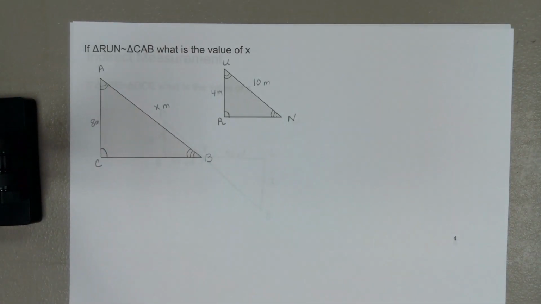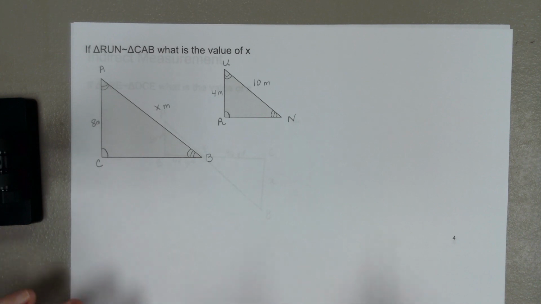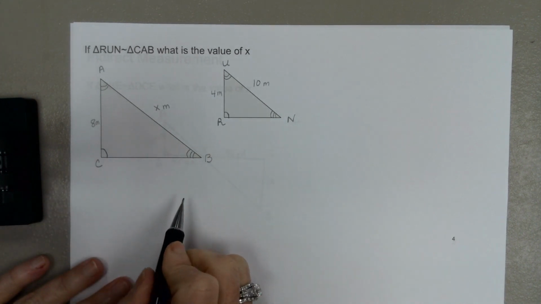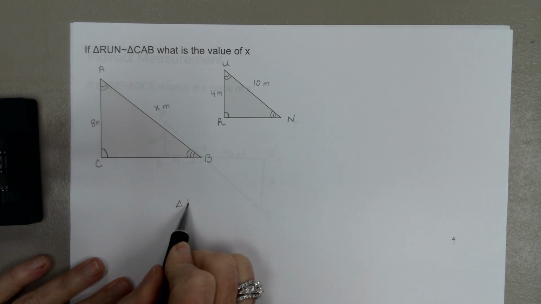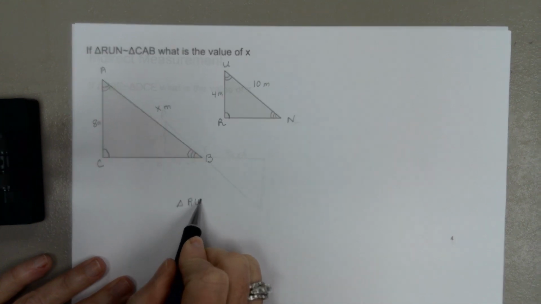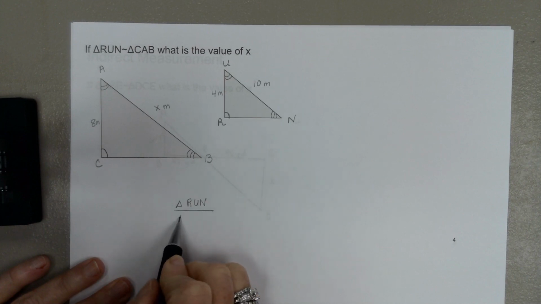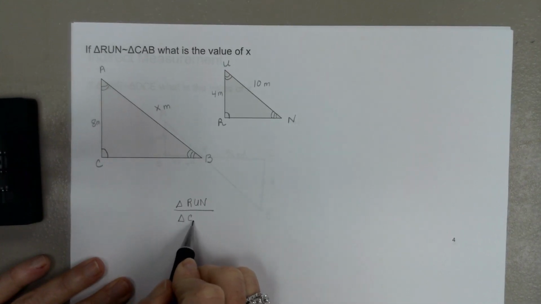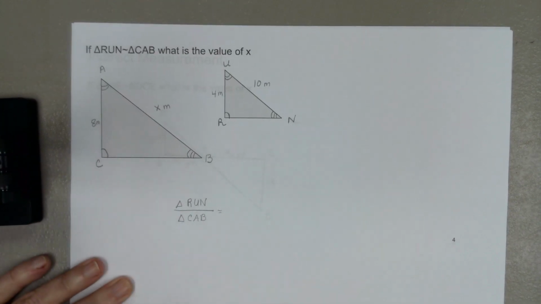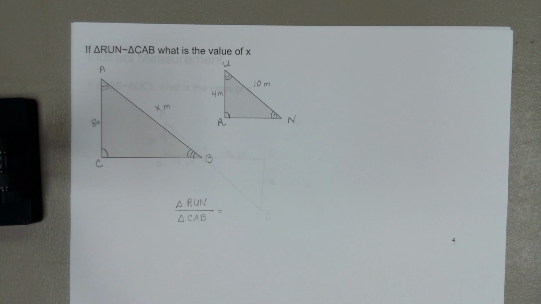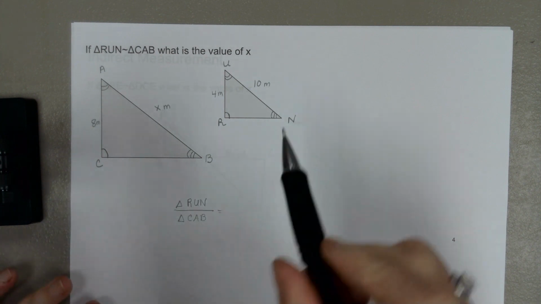If you've done that correctly, everything else is very easy. So on this one, I'll actually just use the letters here, and I'll put triangle RUN on the top and triangle CAB on the bottom. It is very important that you do a setup so that you know which values you're putting on the top and which you're putting on the bottom.